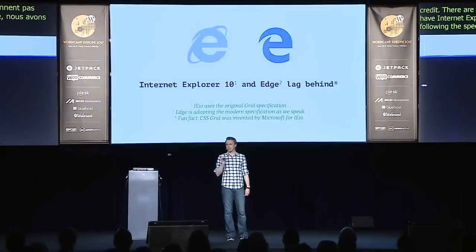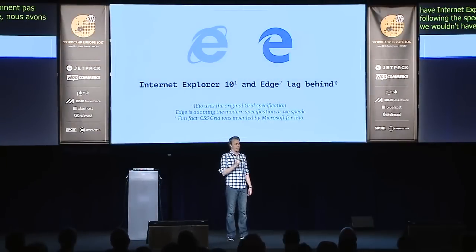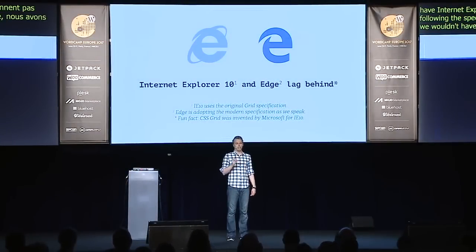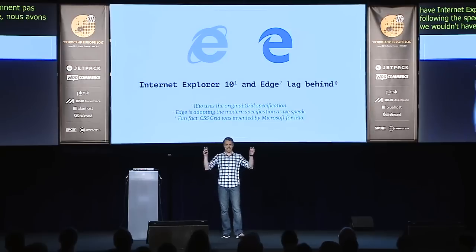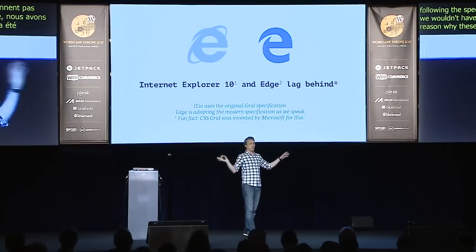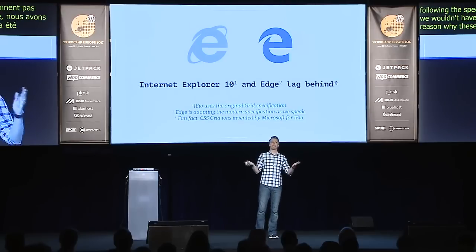There are always these things that don't work the way we want them to. So we have Internet Explorer 10 and 11, and we have Edge, which are not currently following the spec exactly. Point of order, if it wasn't for Internet Explorer 10, we wouldn't have CSS Grid. CSS Grid was invented for Internet Explorer 10. And the reason why these two browsers are lagging behind is because the other browsers decided to change the spec.